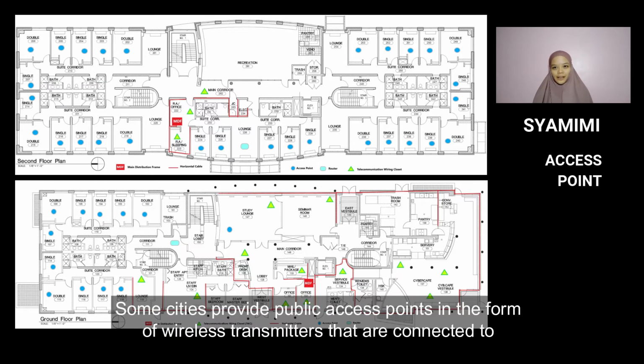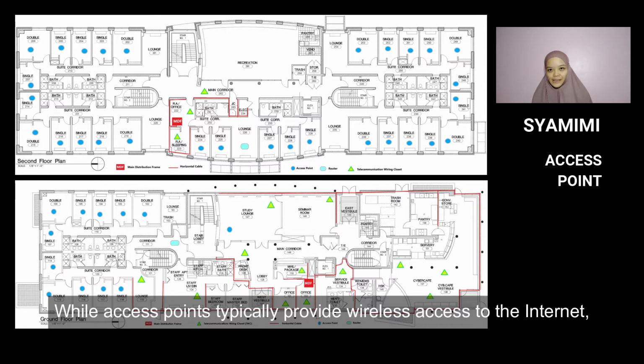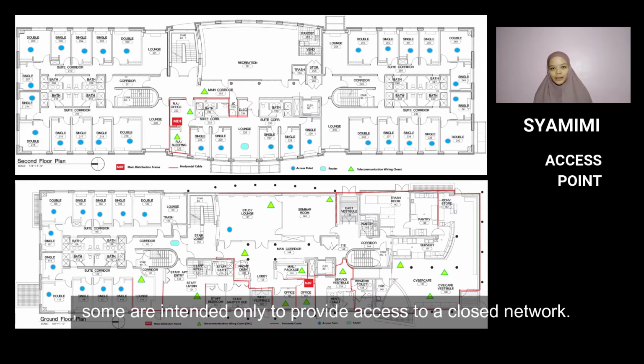Public access points can be found in stores or coffee shops, restaurants, libraries, and other locations. Some cities provide public access points in the form of wireless transmitters that are connected to street lights, signs, and other public objects. While access points typically provide wireless access to the internet, some are intended only to provide access to a closed network.